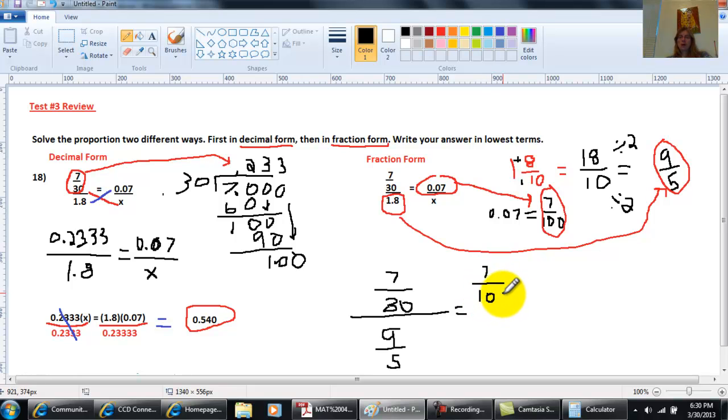And remember, we'll do our cross canceling. I'm sorry, really what it's called is solving it by a proportion using cross multiplication. So we're solving for x using cross multiplication. So 7/30ths x will then equal 7/100ths times 9/5.